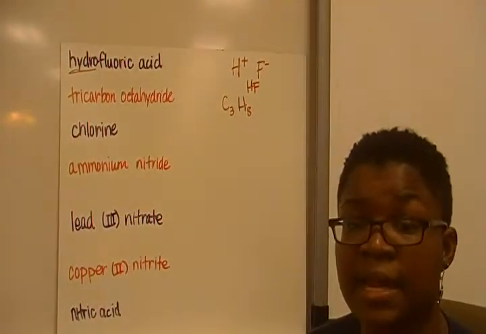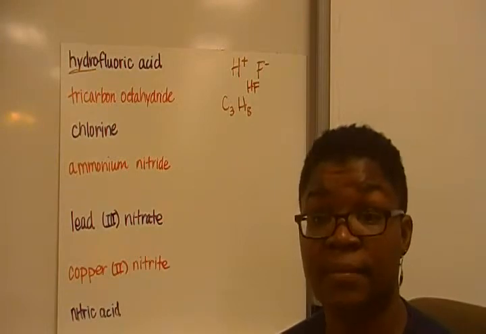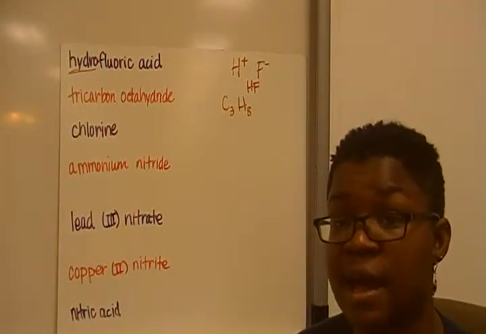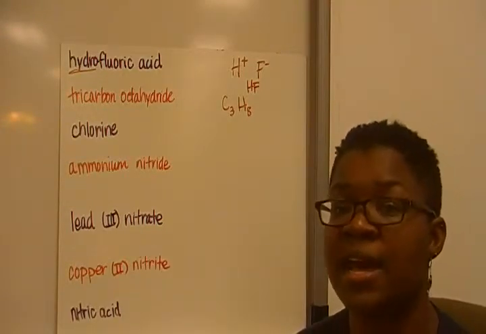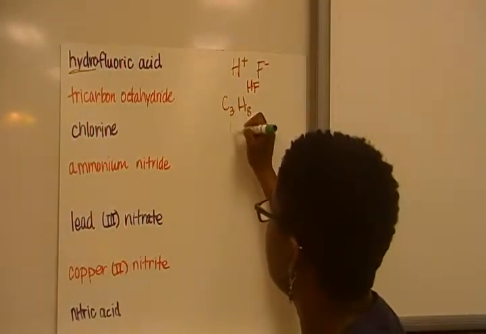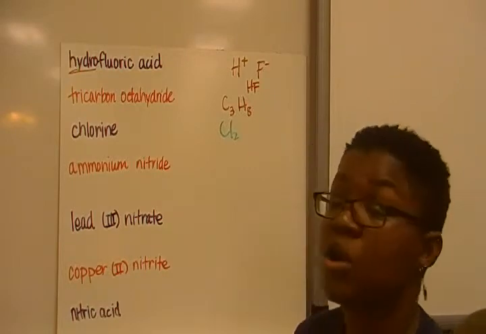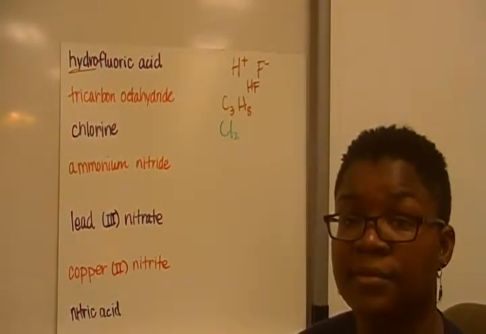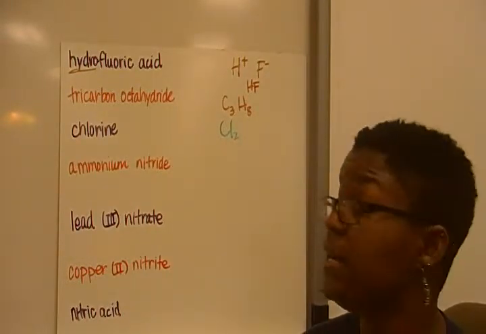Chlorine. Element or compound? Element. Next question. Monatomic or diatomic? This one is one of those diatomic elements. It's part of HON and the halogens. So its formula is Cl2. Ammonium nitride? Element or compound? Compound. Next question.